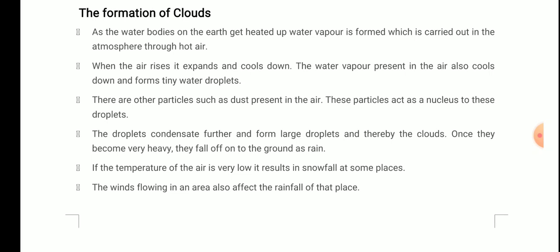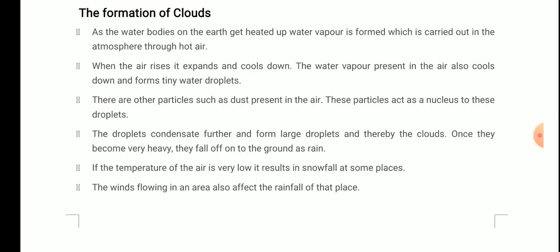The droplets condense further and form large droplets and thereby the clouds. Once they become very heavy, they fall onto the ground as rain. If the temperature of the air is very low, it results in snowfall at some places. And the wind flowing in an area also affects the rainfall of that place. Now, these things are all dependent on the temperature. The lower the temperature, the more will be the rainfall compared to the snowfall. Why? Because more condensation will take place.